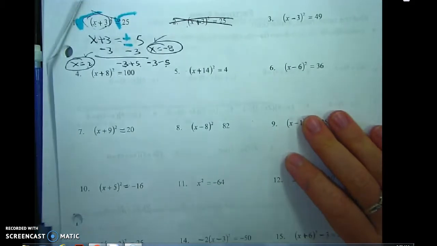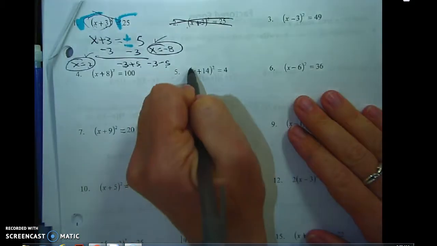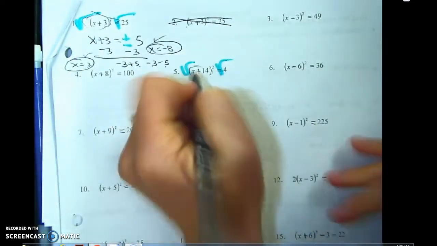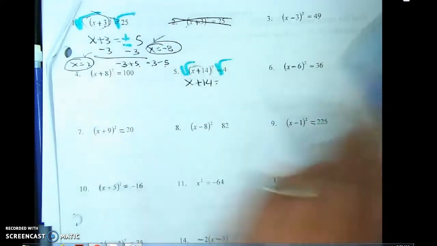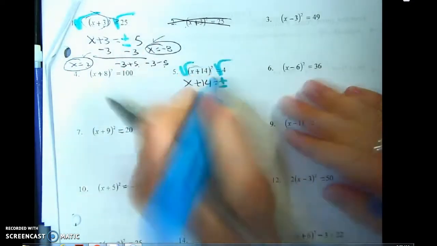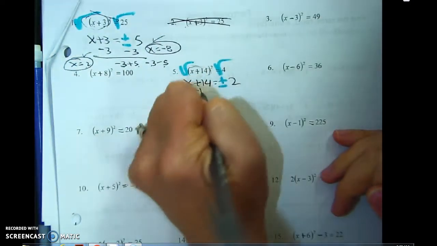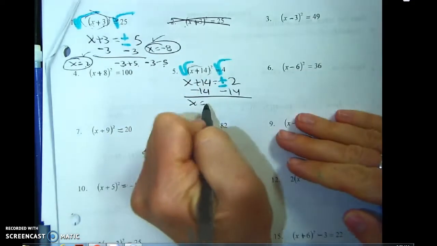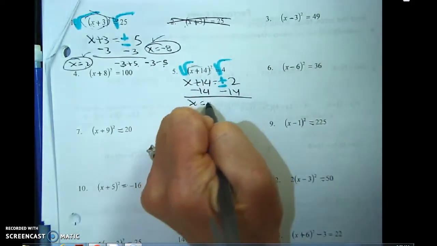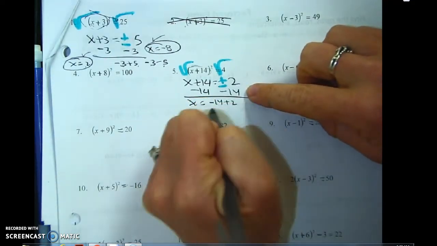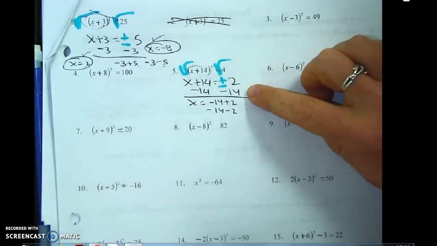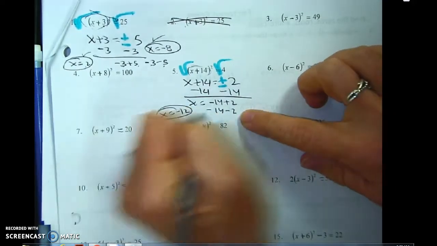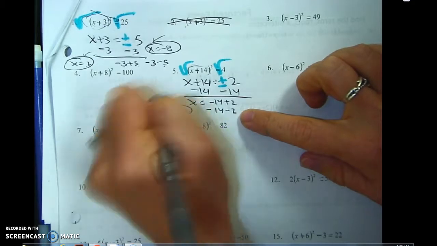Let's do another one. Let's try number 5. Since that whole thing is squared, I can square root. X plus 14 equals plus or minus 2. Subtract 14. X equals. You have two options. Negative 14 plus 2 and negative 14 minus 2. Negative 14 plus 2 is negative 12. Negative 14 minus 2 is negative 16.